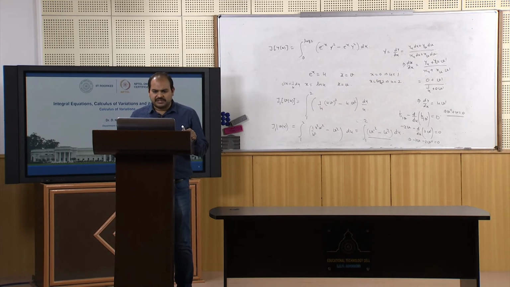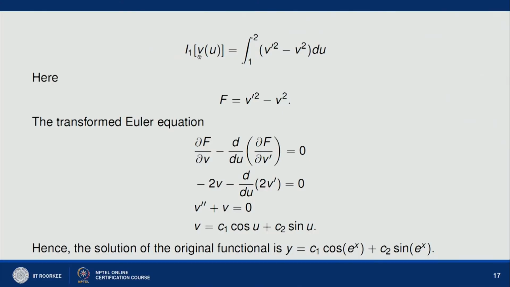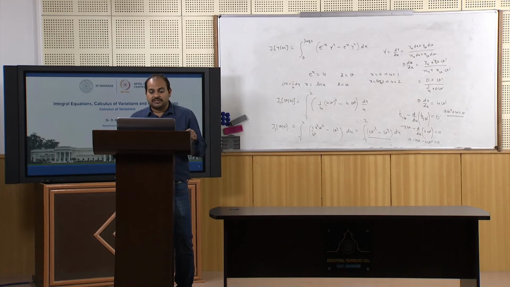So here we have just seen that this functional J of y of x can be written as I1 v of u, that is the integral from 1 to 2 of v dash square minus v square du. Here your integrand is v dash square minus v square, and then we can find Euler's equation in the new coordinate system as f v minus d by du of f v dash equal to 0, which comes out to be v double dash plus v equal to 0, and the solution is v equal to c1 cos of u plus c2 sin of u. And if we convert back to the original variables, then our extremal is given by y equal to c1 cos of e to the power x plus c2 sin of e to the power x.